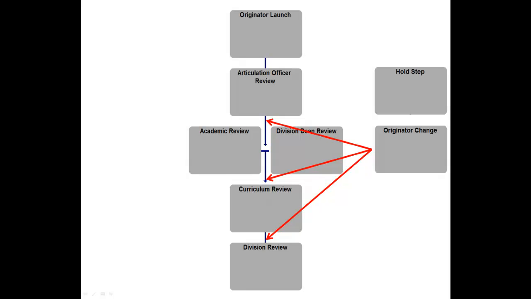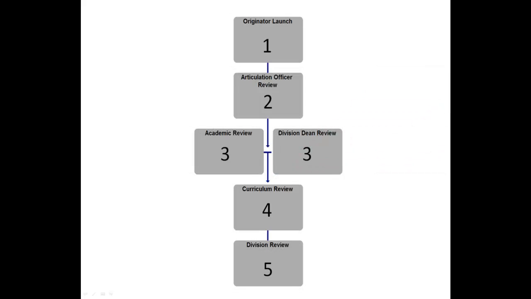An administrative hold step, also known as a hold step, can work with the originator change steps to help make some workflow configurations run smoothly. Let me illustrate. In the original workflow, the setup looked like this. Each step led into another step.